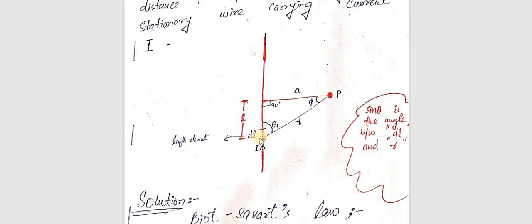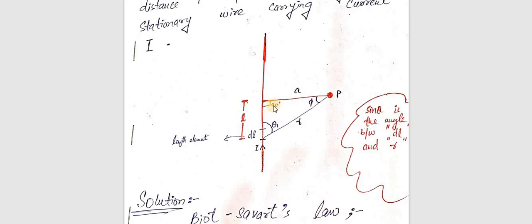First, we will take a current element, which is dL. Now we will join this dL to point P, so it becomes a position vector R. Now we will join the point P to the current carrying wire, so it will be a sort of perpendicular, and as a result we will get a right angle triangle. This perpendicular distance is represented by, let's say, A.